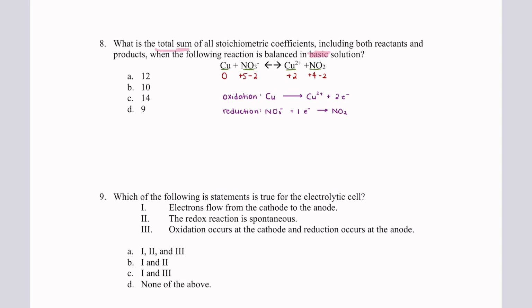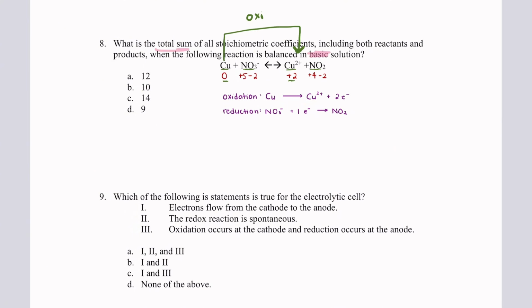Now, since this reaction occurs in basic conditions, we're allowed to use water and hydroxide ions to balance. But we're going to start by assigning oxidation numbers first to see what changes. Copper begins as elemental copper, so it's going to have an oxidation number of 0. It ends on the product side as copper 2+ ions. Its oxidation number there is +2. So we're going from 0 to +2.